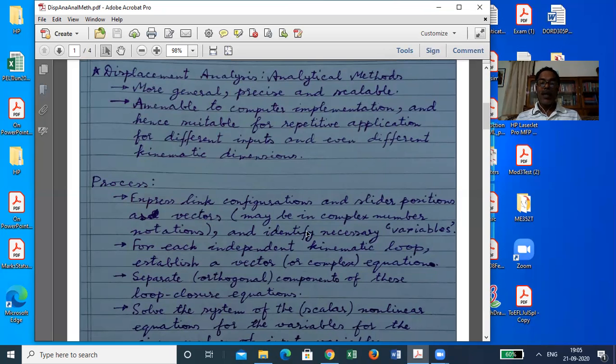Why I'm pointing out these things is that whatever you are doing with complex numbers, but quite often calling them vectors, you should keep in mind that the two are completely equivalent. 2D vectors and complex numbers are completely equivalent, and the whole thing you can do with ordinary 2D vectors as you do in ordinary geometric processing. So express link configurations as vectors and identify necessary variables to express them. These variables are scalars.